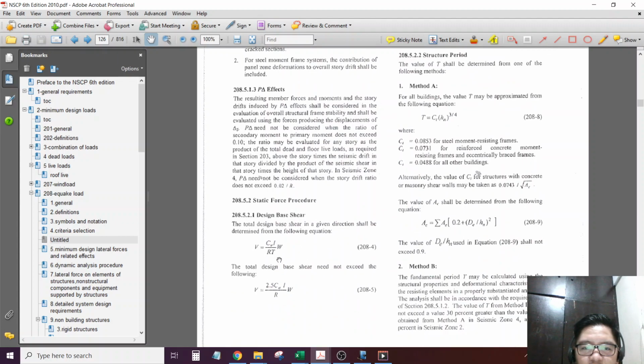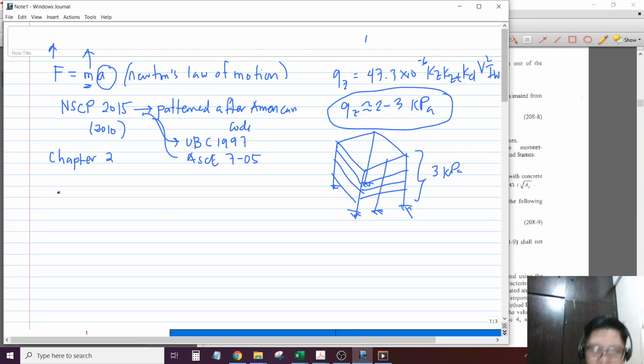So, ito yung lagi kong talagang kabisado ko, no? V equals Cv I over R T times W. So, ito yung most common. Okay. If you will notice, itong formula na to, this is analogous to this formula above ni Newton. How? W is actually your what?